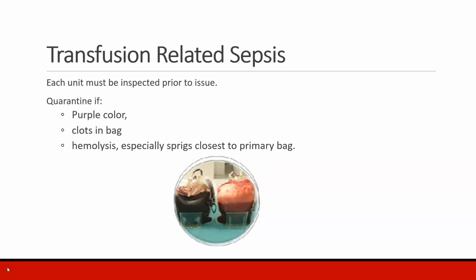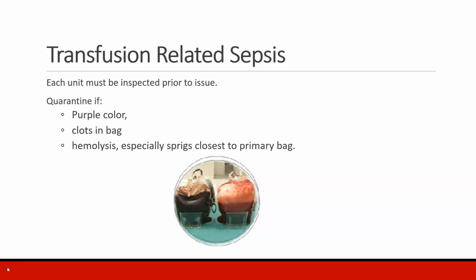Prior to release, each unit must be inspected, and it's documented in the computer. And you don't spend 30 minutes looking at it. Once you've seen 100 to 1,000 normal units, if you have one that appears abnormal, it sticks out like a sore thumb. So what are you looking for? A purple color. Clots in the bag, and you can actually see these. And that could be an indication either of bacterial contamination or they didn't mix the blood well during the collection process. And hemolysis, especially segments closest to the primary bag of a red cell unit.